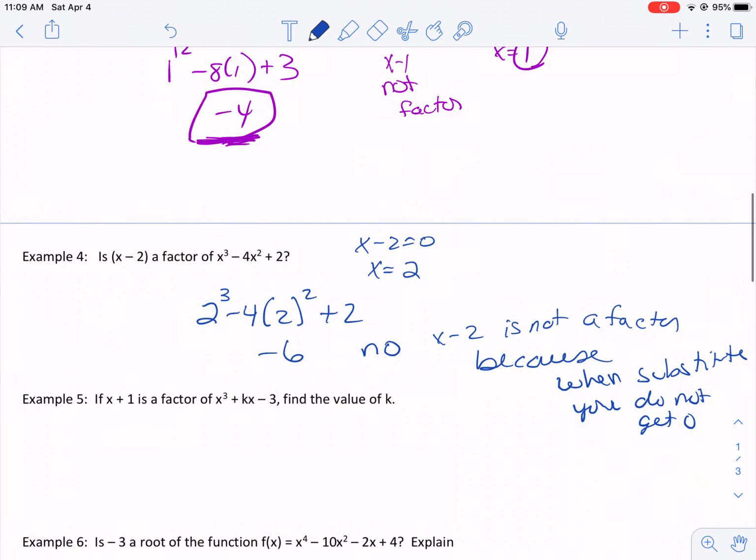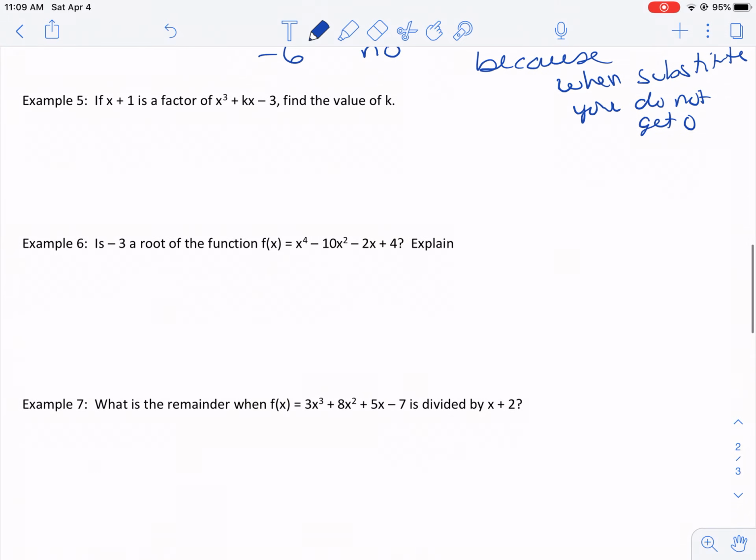Example 5. Is x plus 1 a factor of this? X plus 1 is a factor. Find the value of k. All right, so a little bit different. They are telling me for sure that x plus 1 is a factor. That means if x plus 1 is a factor, then negative 1 is the root. If negative 1 is the root, then if I plug it into that polynomial, I will get a 0. So that's what we're going to do.